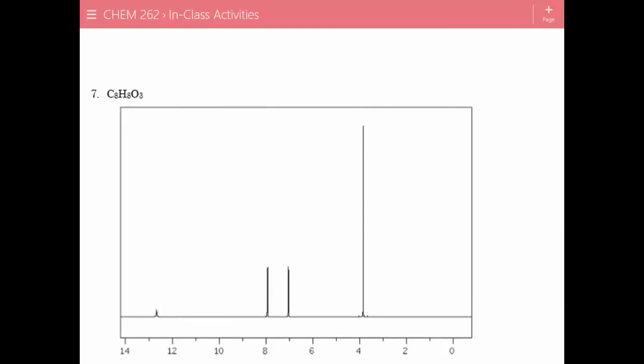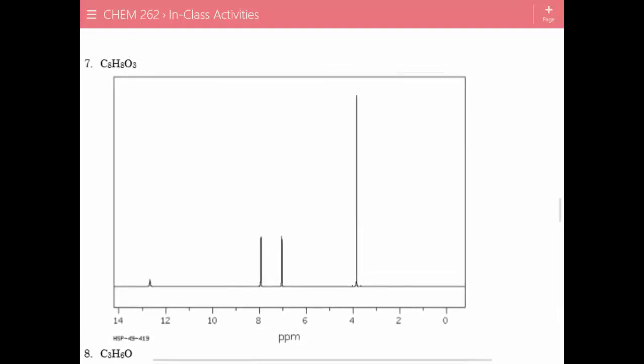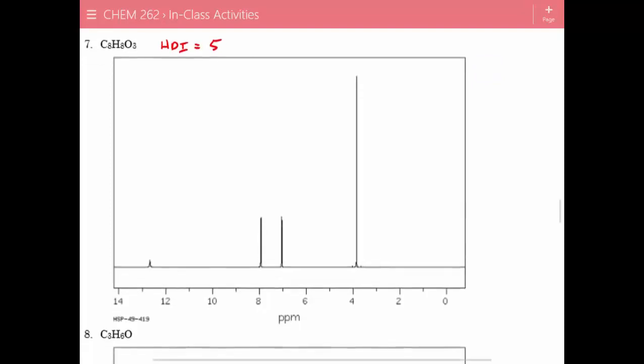All right, so if we do the HDI for this one, it gets a little bit crazy. I'll let you guys do the math, but what it should be is 5. So this has a lot of either rings or pi bonds or a combination of both. One thing that stands out immediately to me is we've got 2 peaks in the aromatic region. The only aromatic system we've seen so far in class is a benzene. So we immediately have a clue that there's some sort of benzene in there. And then we've got another peak at above 12 even. That's very indicative of some sort of carboxylic acid group.